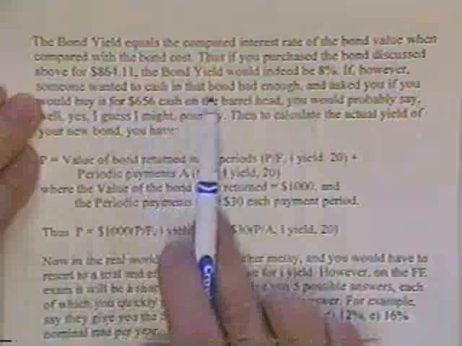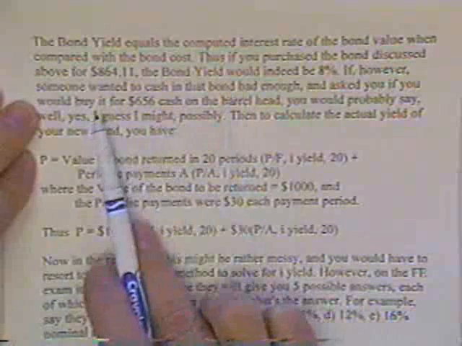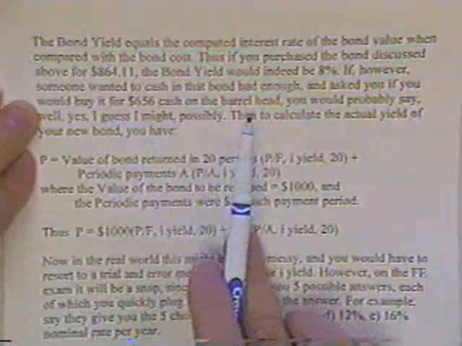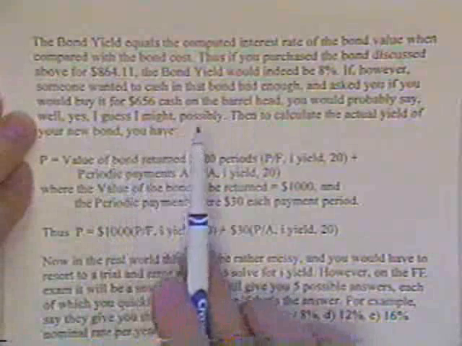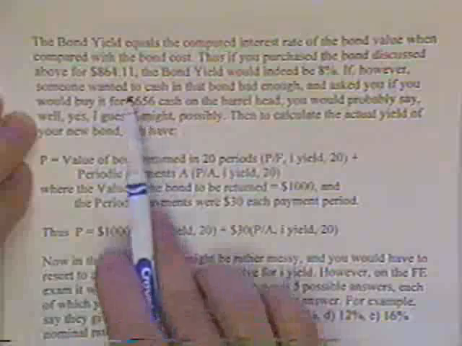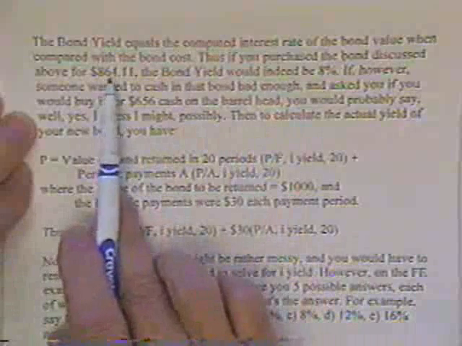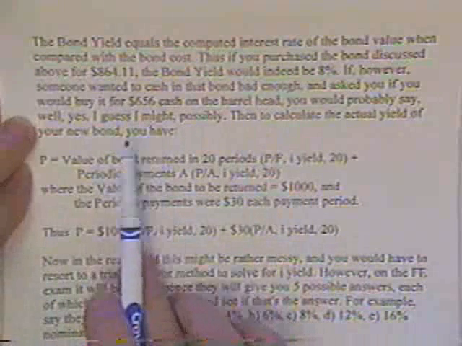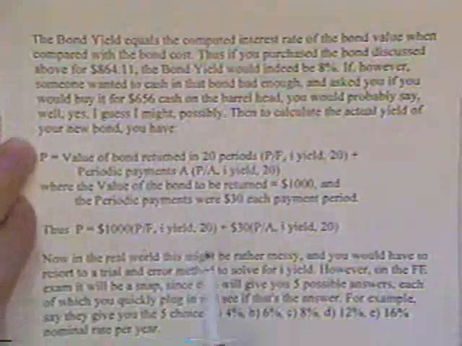Now then, let's say someone wanted to cash in that bond bad enough and asked you to buy it for $656 cash right now. You'd probably say, well, yeah, I guess I might, probably, possibly. Well, you know you would, because 8% would only give you this much. You'd only pay this much and get 8%, so you're going to get more than 8%. So let's see what the yield really is of this new bond you just cheated out of this poor old lady.